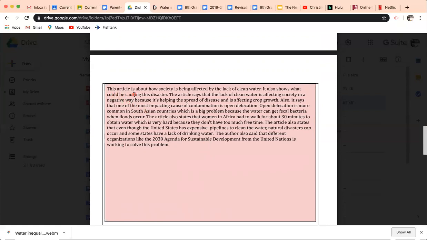So let me see. This article is about how society is being affected by the lack of clean water. It also shows what could be causing this disaster. The article says that the lack of clean water is affecting society in a negative way because it is spreading disease and affecting crop growth. Okay, open defecation, meaning pooping in the water, is more common in South Asian countries, which is a big problem. They really go in depth and tell me what this article is about. Okay, so that is what I need. They even mention certain agencies, the United Nations. So I also understand who is involved in this. That is what I need.